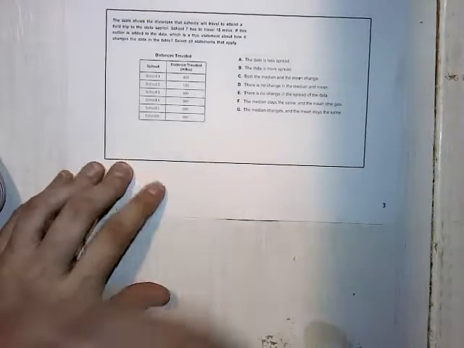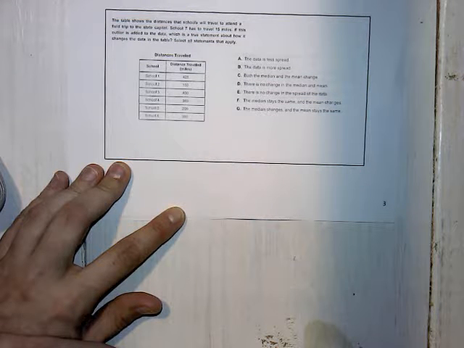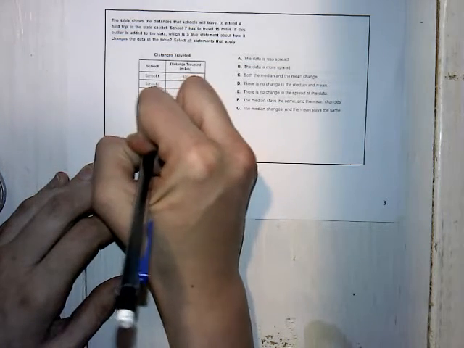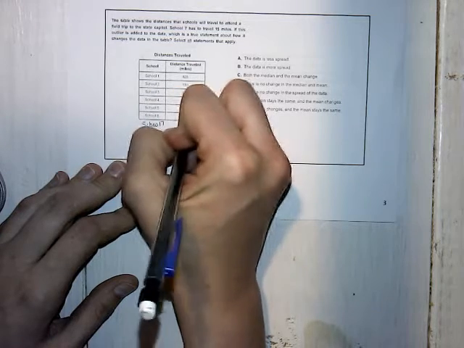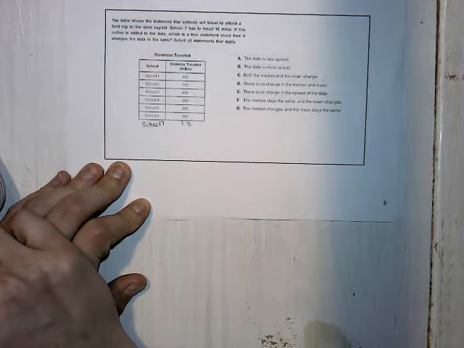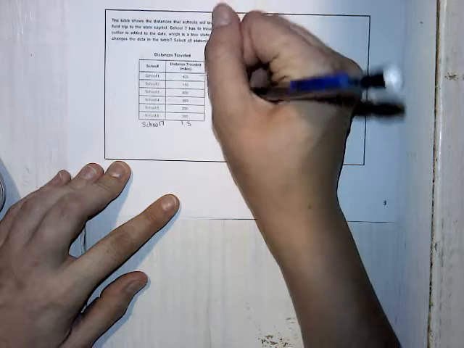All right, next one here. The table shows the distances that schools will travel to attend a field trip to the state capital. School 7 has to travel 15 miles. If this outlier is added to the data, which is true about how it changes the data in the table? Select all that apply.